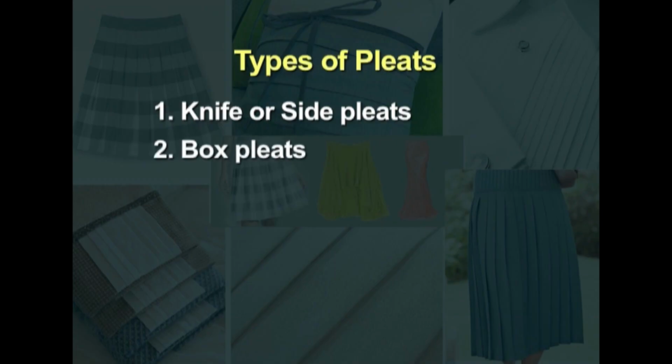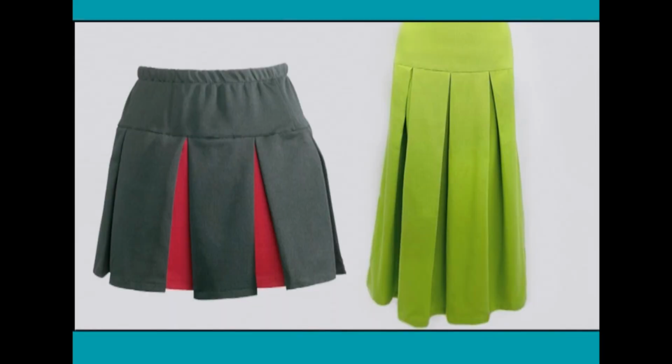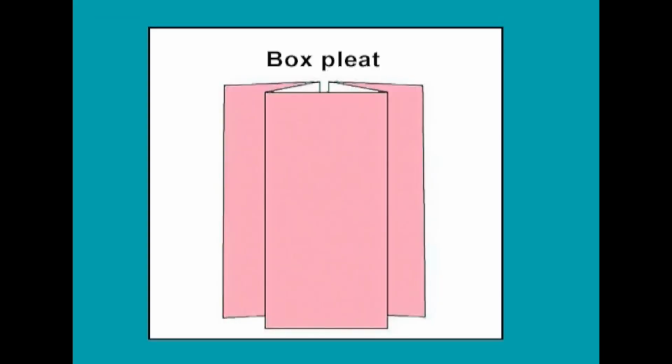Another variety is the box pleat variety. 2 knife pleats turned away from each other, that is one to the left and one to the right, form a box pleat. To make a box pleat, the fabric is made into 2 equal folds and turned away from each other so that the folds meet at the back.